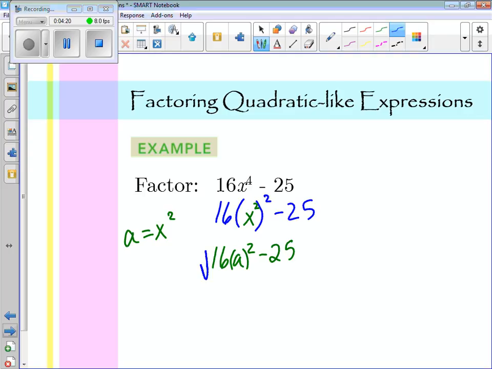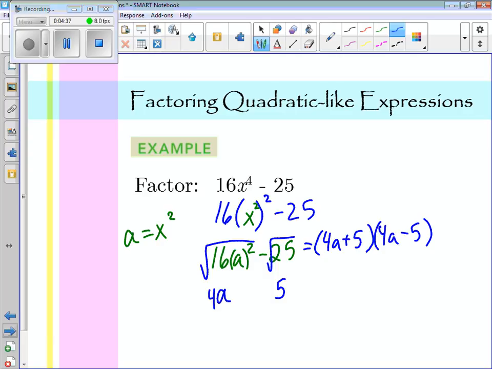Square root of the first term is 4A. Square root of the second term is 5. So I have a perfect square binomial. You have two binomials that are the same, except for one thing. One's a plus, one's a minus. It does not matter which one you have.